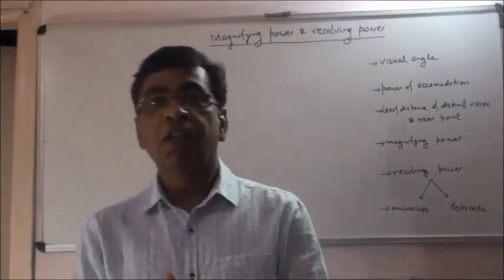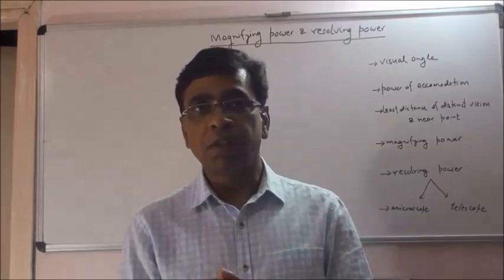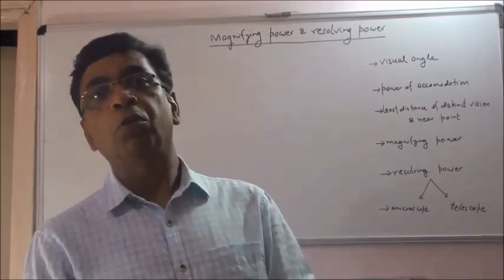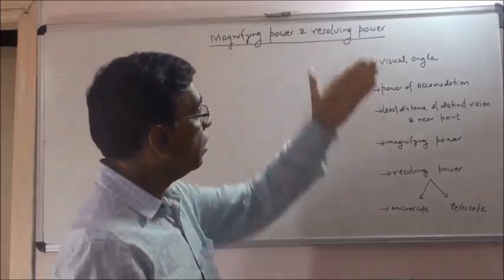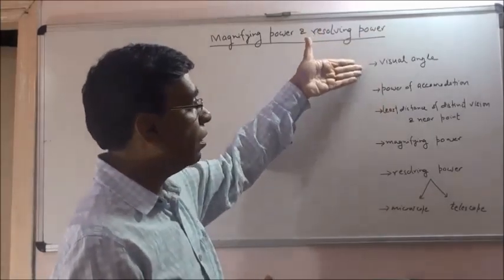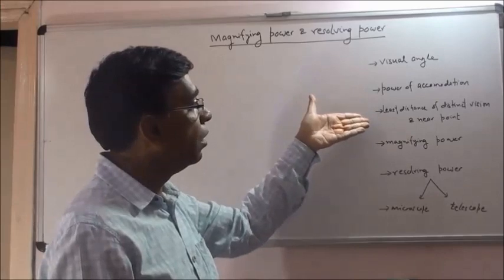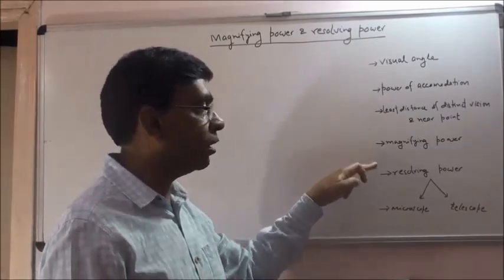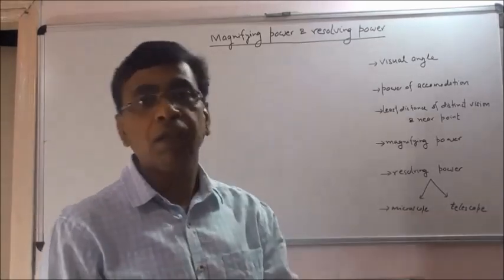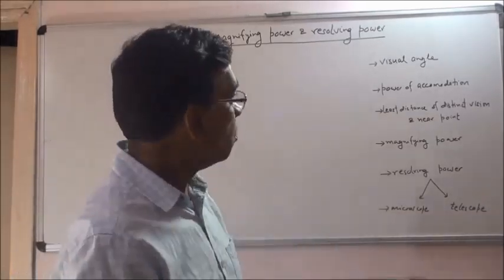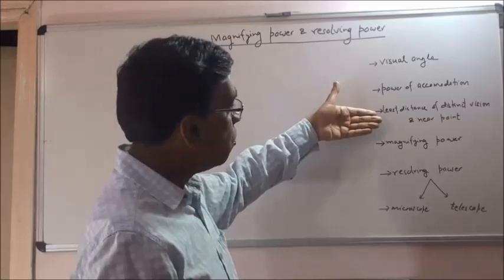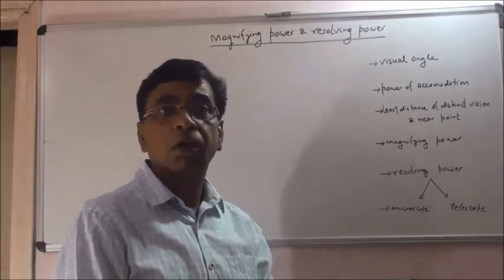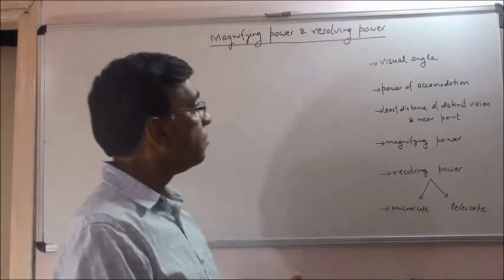So in this topic I will explain some of the basic concepts that we use when we talk about the optical instruments, microscopes and telescopes. These are the few terms: visual angle, power of accommodation, least distance of distinct vision and near point, magnifying power, resolving power of microscopes and telescopes. So these few terms will be used, and magnifying power, resolving power we will find out for microscopes and telescopes.